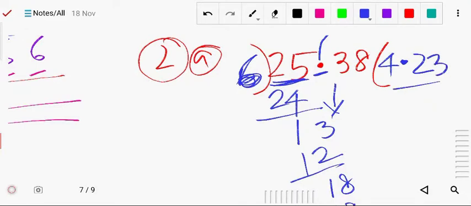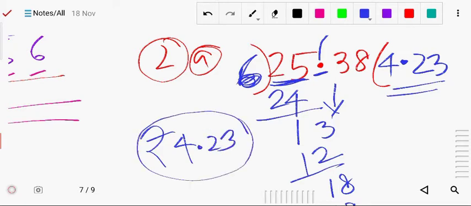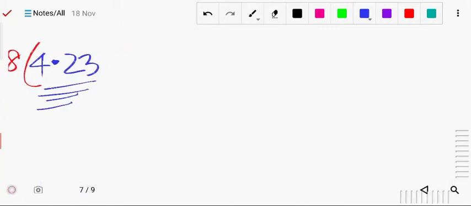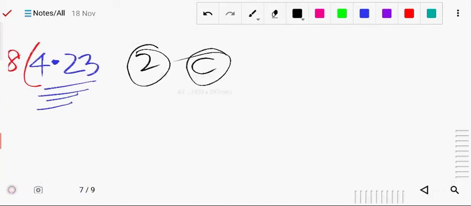So what is your answer? You can write answer rupees 4.23. This is your question part. So likewise you have to do for this. One more question I am solving from the same question number, from 2C. This is 2C.